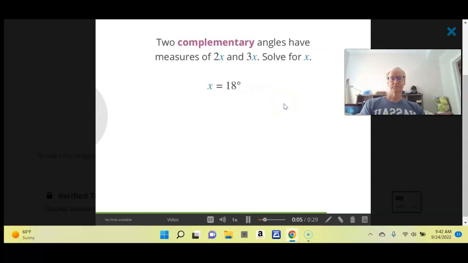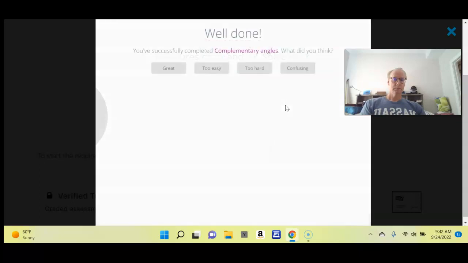Let's make sure that's correct. If x is 18, then 2x is 36 degrees, and 3x is 54 degrees. So here's a 36-degree angle, and here's a 54-degree angle. Sure enough, these two angles are complementary and add up to a 90-degree, or right, angle. So 18 degrees was indeed the correct answer.